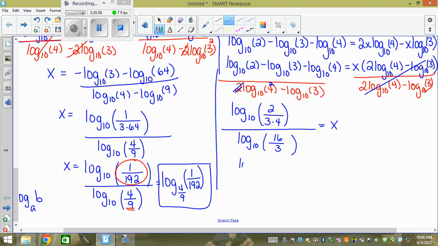So now I have log base 10, 2 over 12, or I get 1 over 6. Log base 10 of 16 over 3. And if they're both the same log base, this goes beside the log, this goes in the base, the 10s just drop off. So I get x equals log base 16 over 3, 1 over 6.